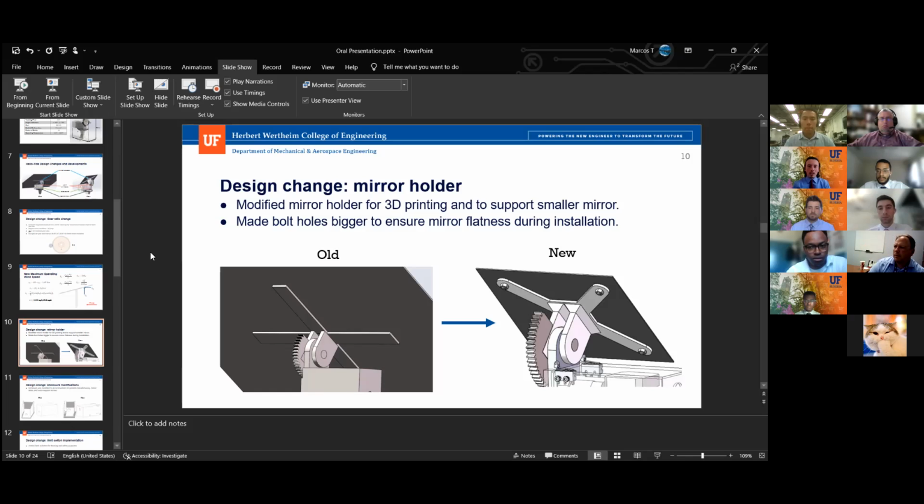So that's the idea of why we made the holes bigger, to ensure that we have that flatness of the mirror when we install it, and then tighten the nuts on it. How do you know it is tension?